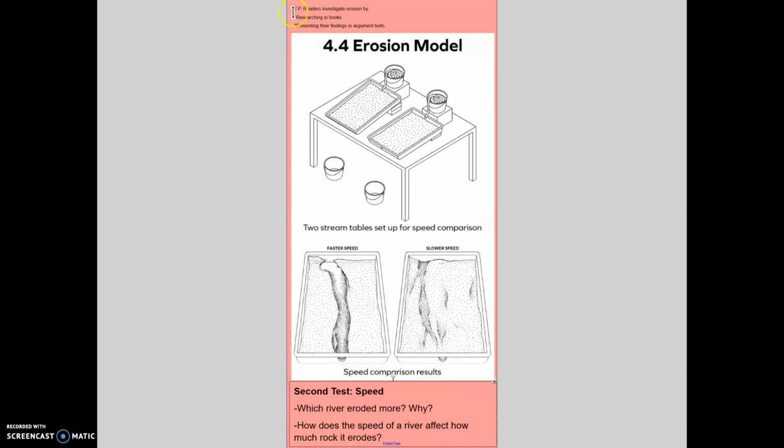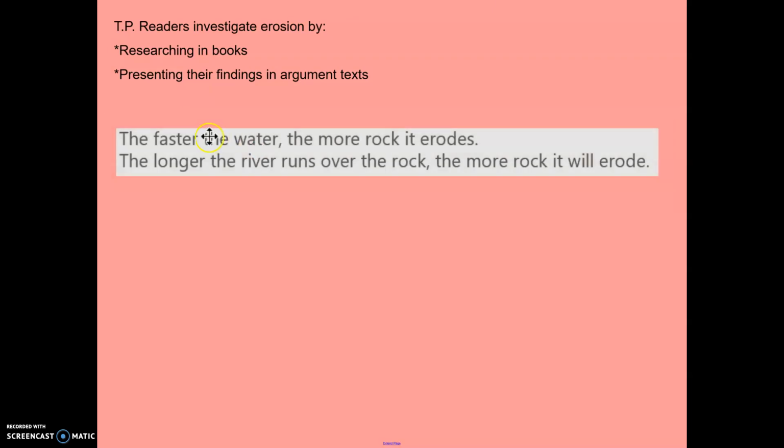Here's our second test. Again, we have two set up, but this time we're testing for speed instead of time. So this tray shows the faster river, this one shows the slower one. We can see that the faster river eroded a lot more than the slow one. So we can say that the faster a river is, the more erosion it will cause. So we just learned again that the faster the water, the more rock it erodes, and the longer the river runs over the rock, the more rock it will erode.